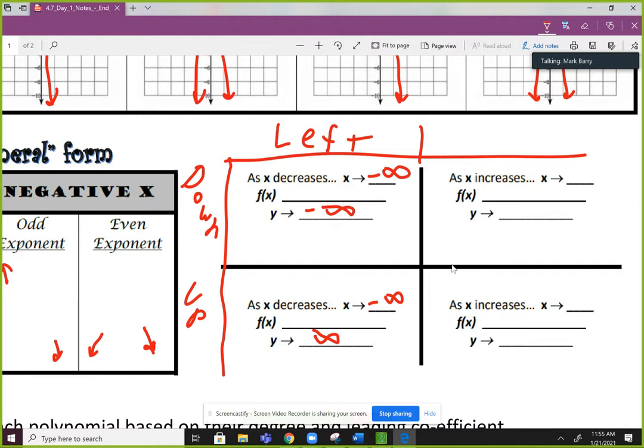All right, now over here, we're going to do to the right, a la derecha. So both of these, if we're going to the right, x is going to be positive infinity. But if we're going down, y is still going to be negative infinity. But if we're going up, y is going to be positive infinity.